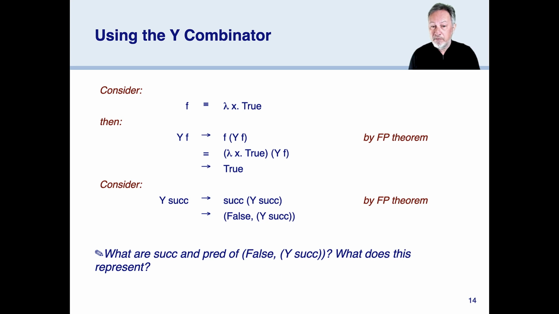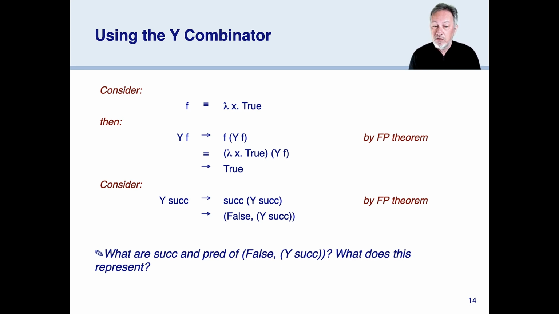Y applied to f. We can use the fixed point theorem, the fact that when Y is applied to any lambda expression, that's equivalent to that function applied to Y of f. So let's use that from the fixed point theorem. So we save ourselves some work in figuring out the beta reduction. We simply use that fact. But that's now f applied to something, and f is a constant function. It always returns true. In other words, the fixed point of f is true. That makes sense. If we apply f to true, it will give true back.